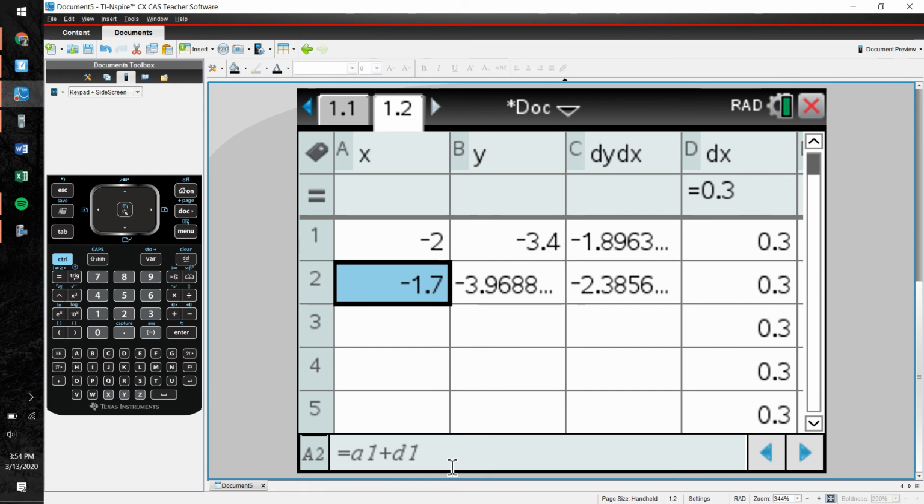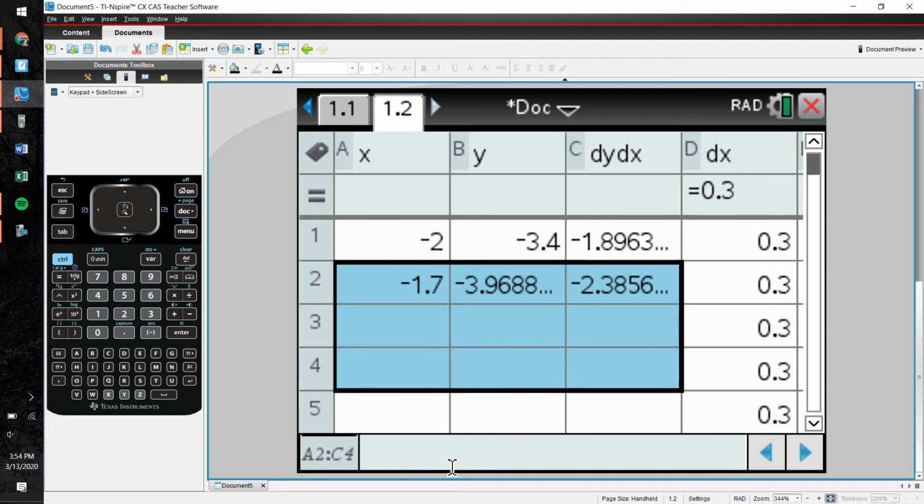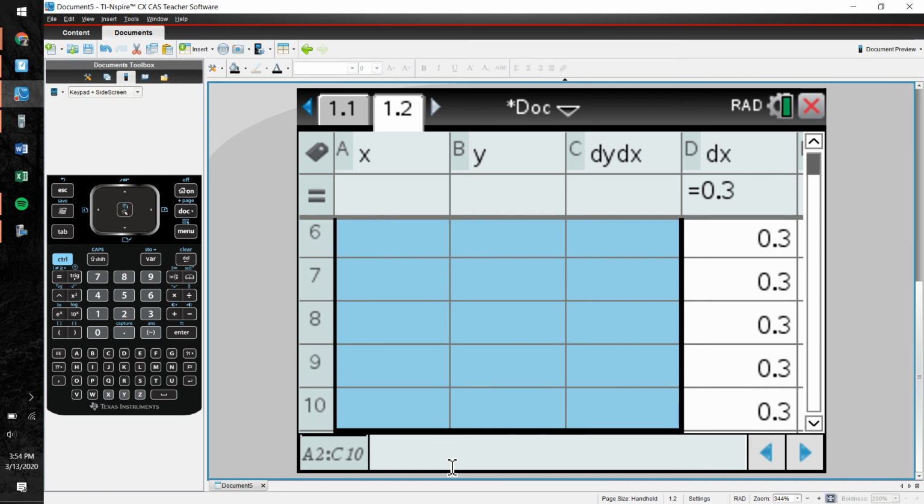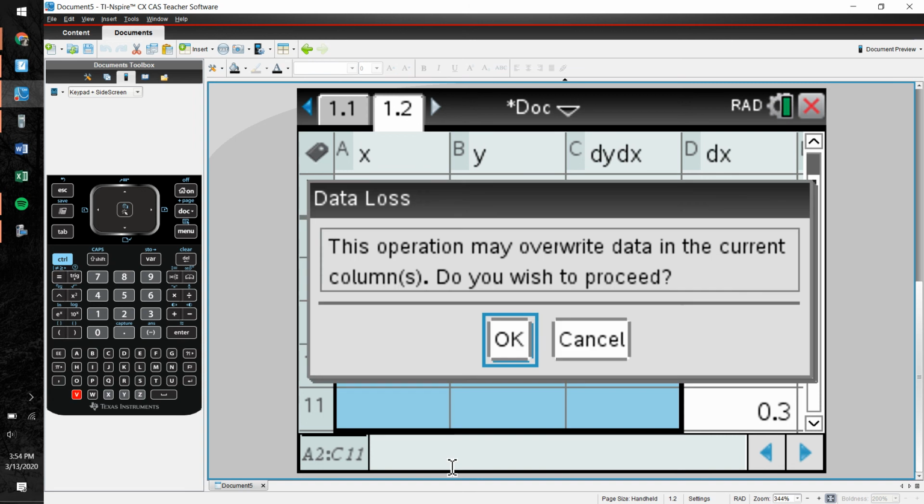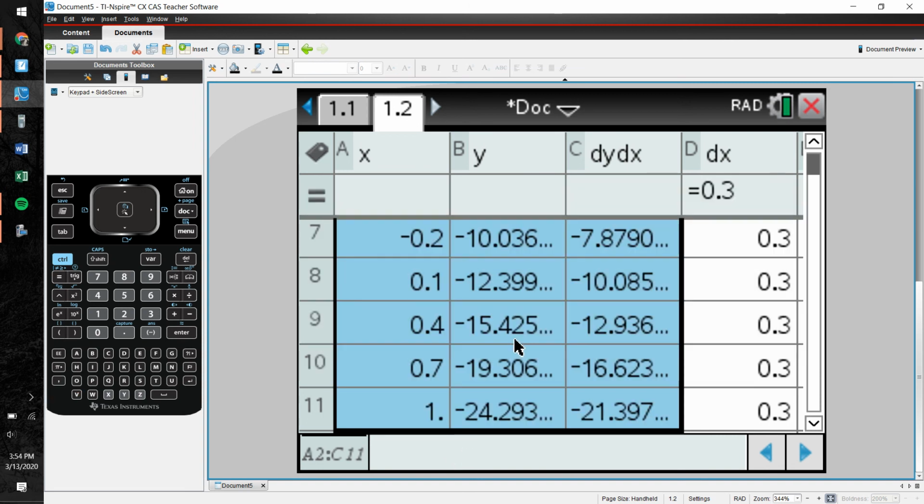I'm going to hold down Shift and go right twice and highlight these three cells. I'm going to hit Control C to copy. I'm going to hold down Shift and the down arrow a whole bunch of times. And I think I need to go to row 11 in order to do that. And then I'm going to hit Control V for paste. It always warns you about overwriting. Yep, we're okay with that.